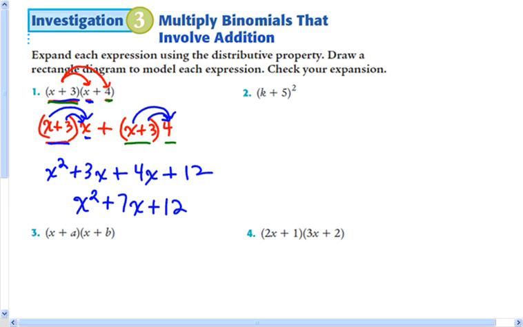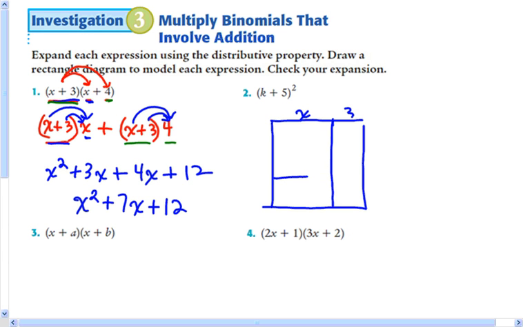Now, I'm just going to draw a rectangle diagram to check that. And so if we have one dimension that's x plus 3, I'll just put a little line there. There's x plus 3. The other dimension is x plus 4, like so. Then this area is x squared. This area is 3x. This area is 4x. And this area is 12. And if you look back at my expansion, I end up with the same thing. So we did that quickly.